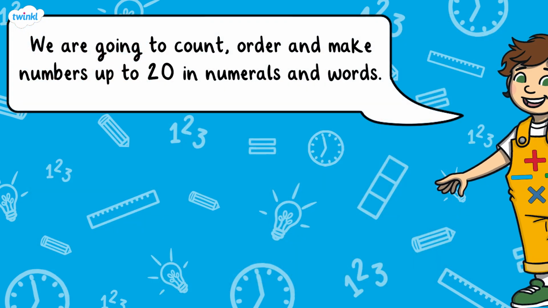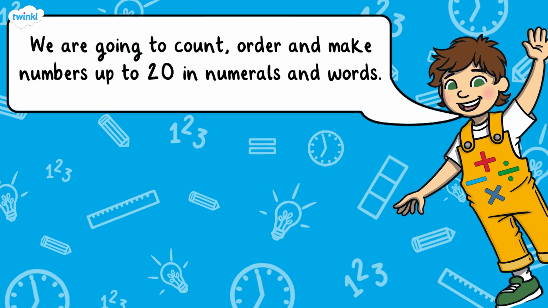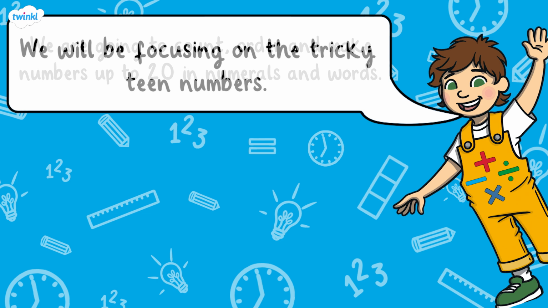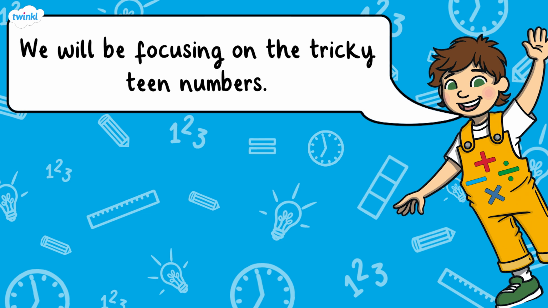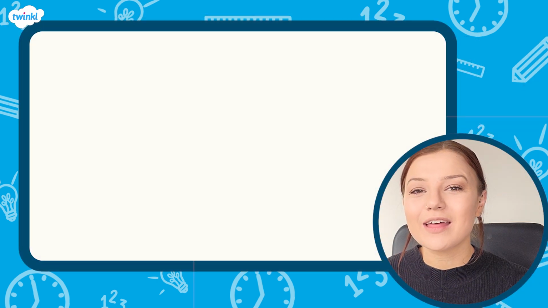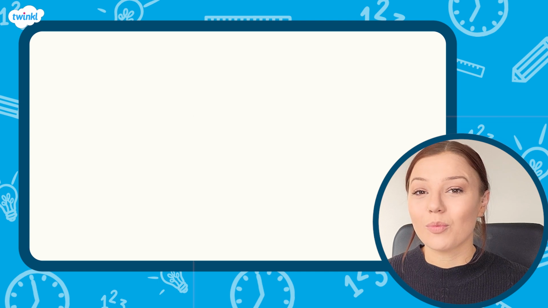What are we learning about today, Adding Up? We are going to count, order and make numbers up to 20 in numerals and words. We will be focusing on the tricky teen numbers. A teen is a number that is made of one 10 and some ones.